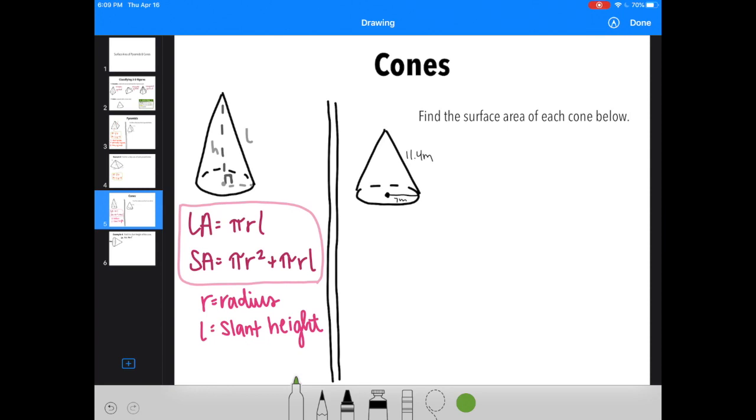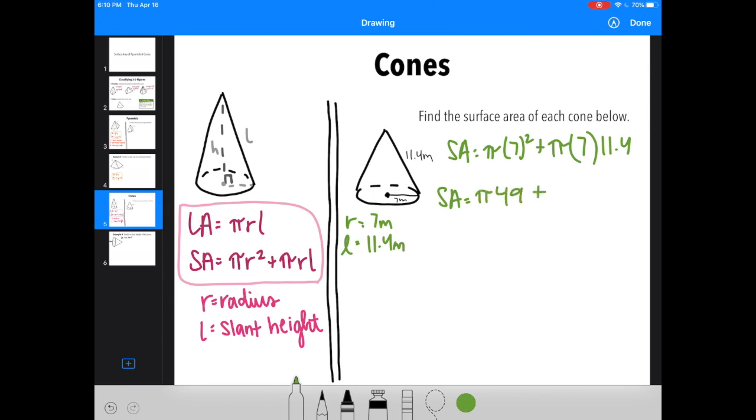So looking at this example over here on the right, I'm trying to find the surface area of each cone. In order to use my surface area formula, I need my radius and I need my L, my slant height. So my radius is going to be 7 meters. My slant height is 11.4, so I do not need to do any more additional calculations. I can just plug into my surface area formula. Pi r squared, which would be 7 squared, plus pi r, which is 7, times 11.4.